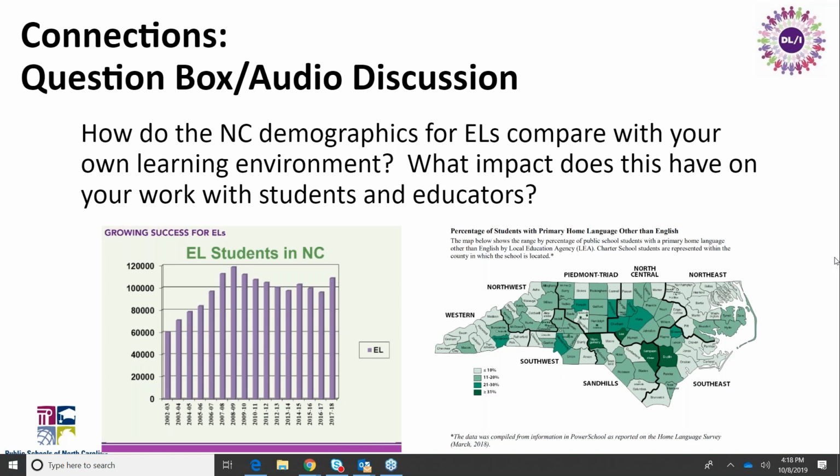Martha says, our demographics in Durham are similar to those statewide, mostly Latinx, but with a variety of other languages represented. I see Shweta's hand is up.